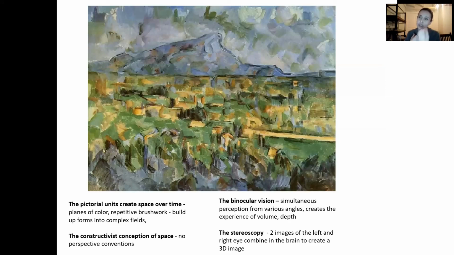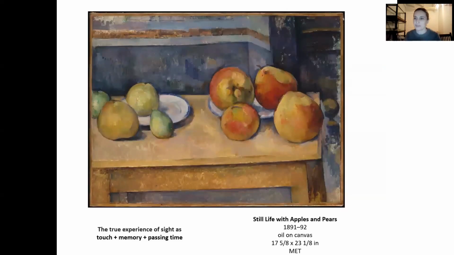Because a conventional painting is as though you're looking at the world with one eye. What Cézanne is giving us is the merging of two, but he's also giving us a process of that merging. Okay, hopefully it will become a little easier to understand with examples. The true experience of sight, says Cézanne, is a combination of touch, memory, and time passing.